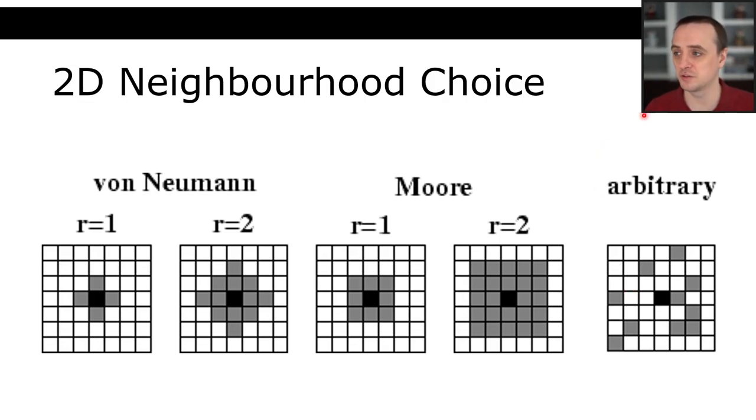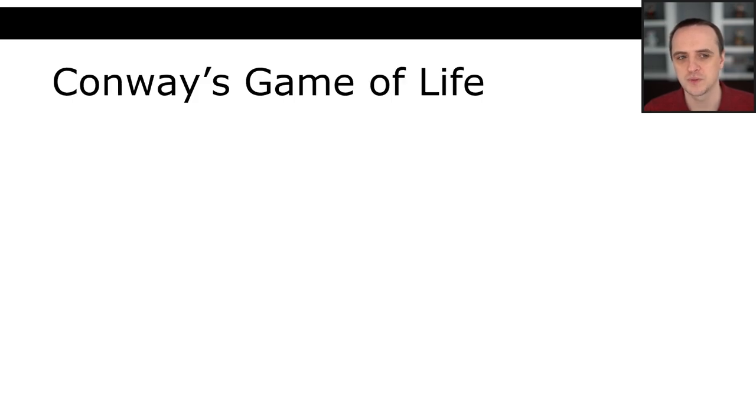You could do whatever you want, produce whatever you want. It has a lot of parameters that you can choose. So many of you are probably thinking, I've seen this somewhere before. Where have I seen this before? Well, this is actually Conway's Game of Life.